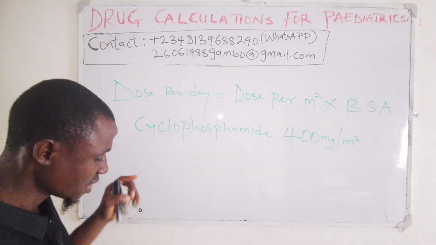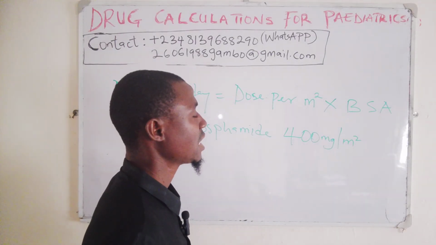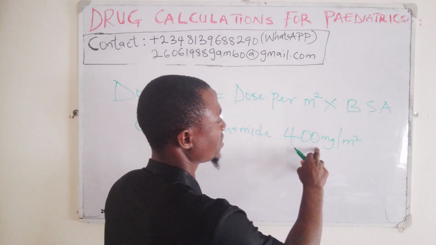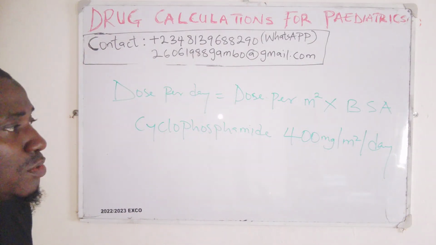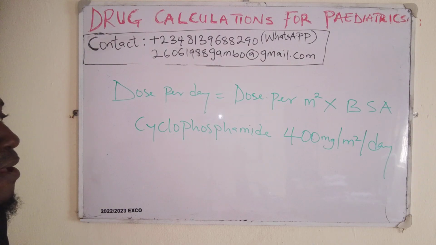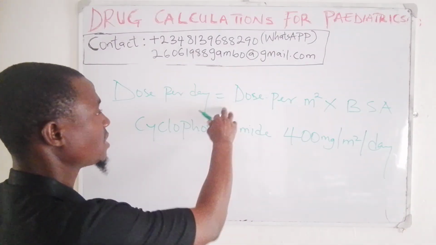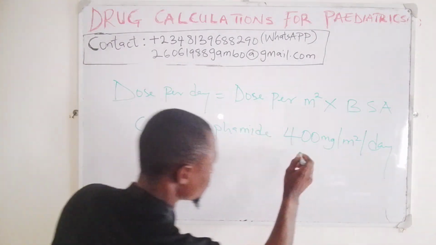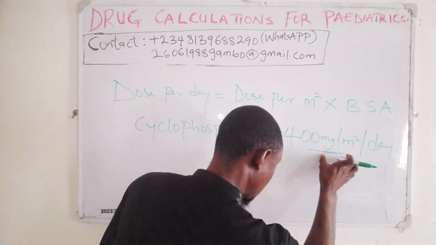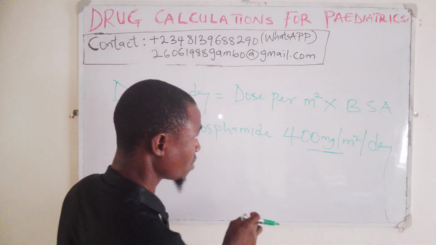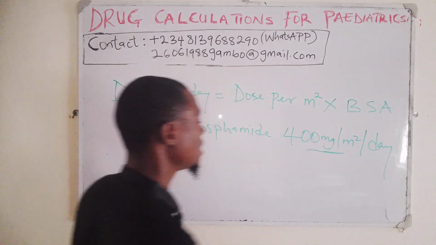Now, we should administer cyclophosphamide at the dose of 400 milligrams per meter square per day. What do we do? The formula says dose per meter square, so this is going to be our dose per meter square, that is 400 milligrams per meter square. But of course, multiply by what? Body surface area. And we don't have this body surface area.